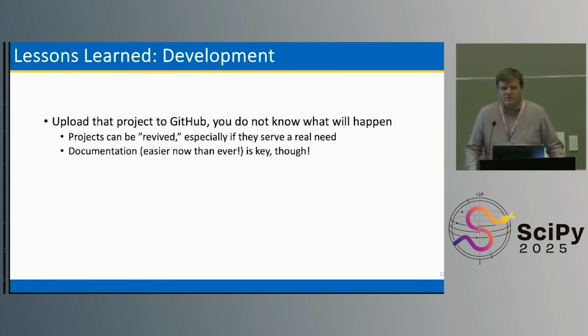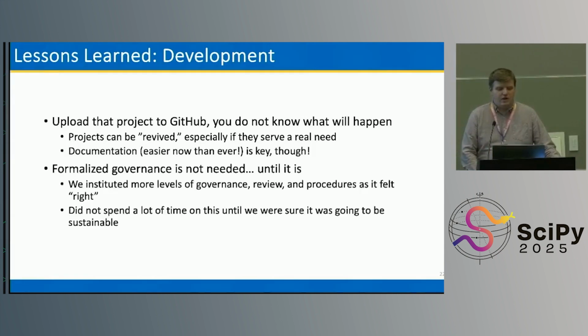I want to talk a little bit about lessons learned here. My first lesson learned is upload that project to GitHub. If tobac did not get published on GitHub, we would not be using it. We would probably have 4 new tracking tools from everybody that needed their own. We wouldn't have a standardized one that all of us were using together.